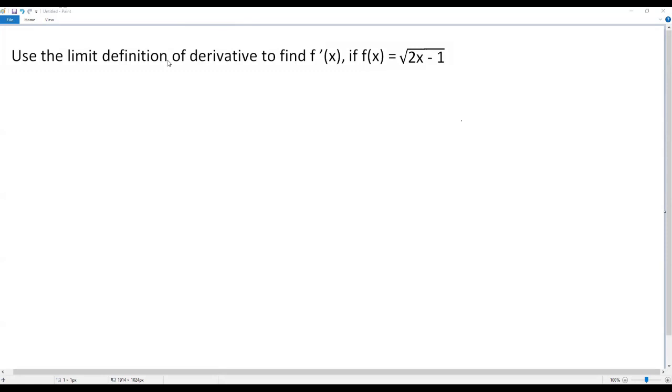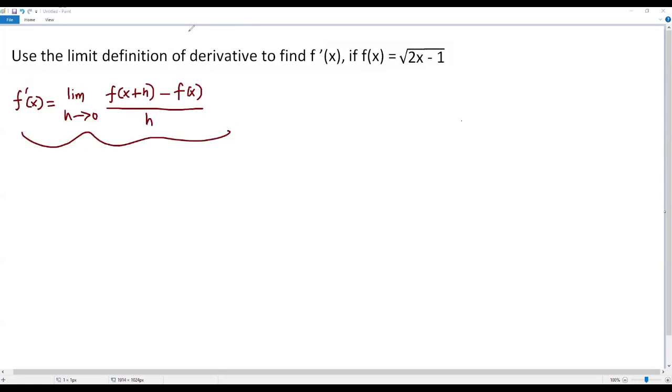Okay, first let me write the formula for the limit definition of derivative. Here we have the formula for the limit definition of derivative. To use it to find the derivative of the given function, first we have to get f of x plus h. Already we know that f of x equals the square root of 2x minus 1.